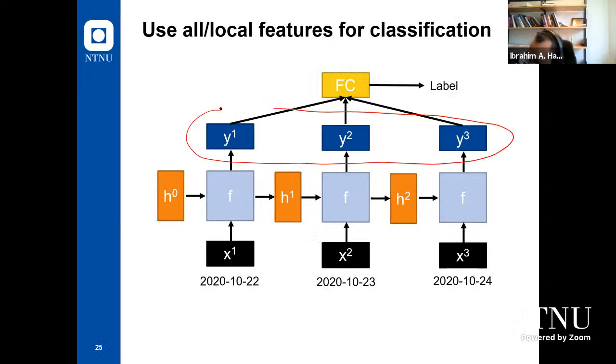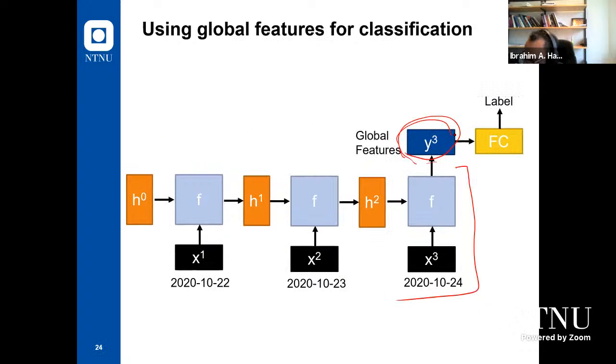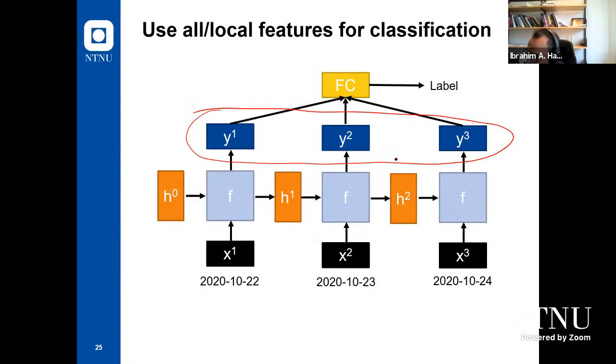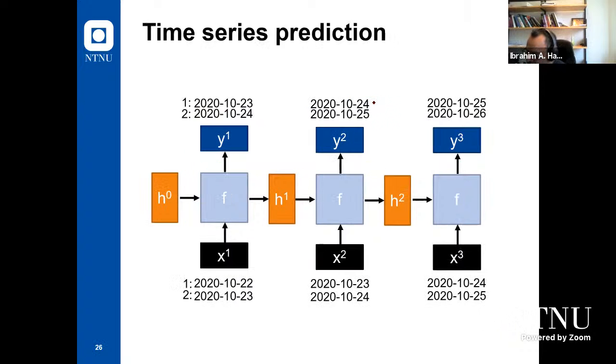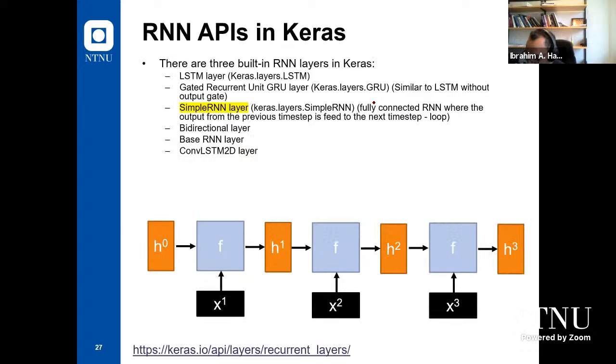So you can just use local features, or you can use only the global feature. The global feature is the last updated feature at n. But you can also use those historical values for classification. So this is how we use local features and global features.